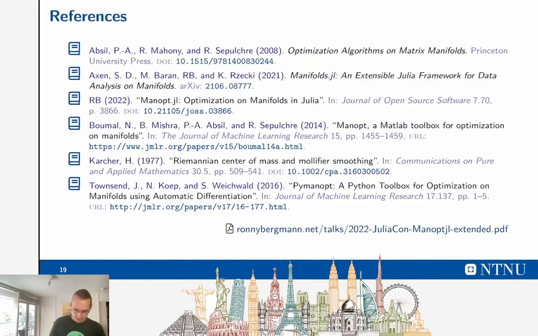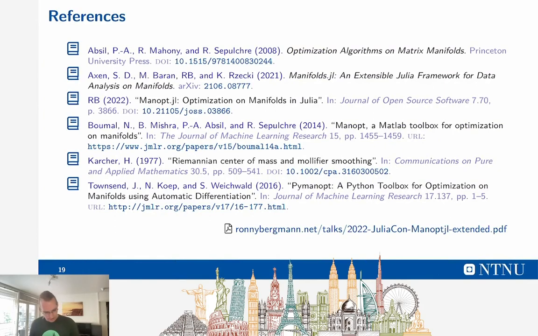And with that, here's a list of references. Most prominently, there's a paper in JOSS, if you want to know a few more details about Manopt.jl. If you want to know more about the theory, there's the nice book by Absil, Mahony and Sepulchre on optimization on matrix manifolds, where the points on the manifold can be represented by matrices, which is also usually the case for every example that we had.